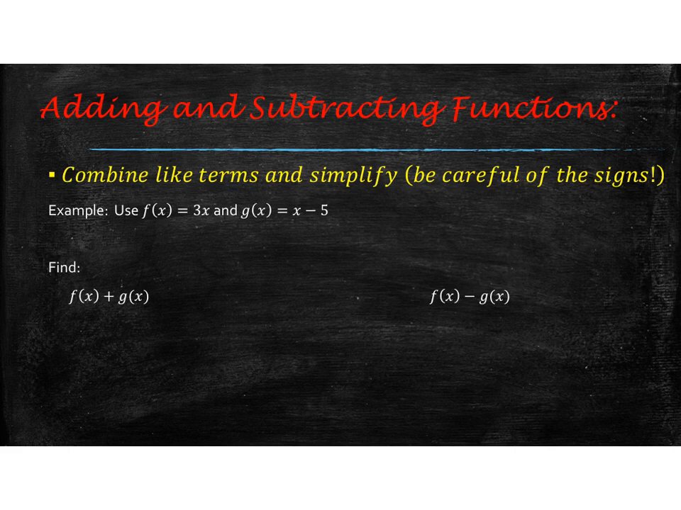When you add or subtract, you just combine like terms and then simplify. Make sure you're careful of the signs when you're subtracting because you will need to distribute that subtraction sign into the second polynomial. So in this first example, we have f of x being 3x and we have g of x being x minus 5.